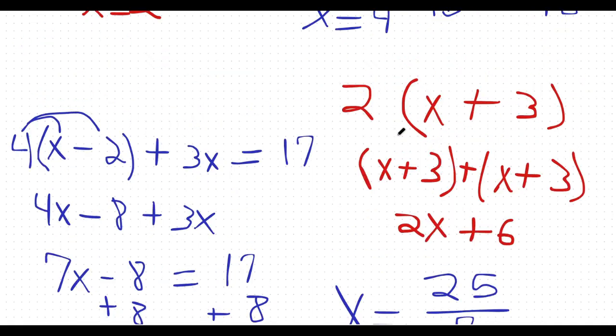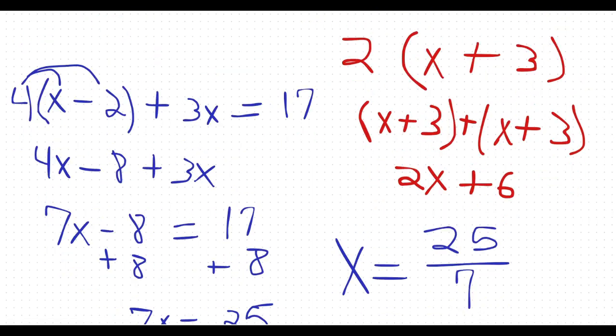So again, to review the distributive property, when you see a number times parentheses, many times your simplest option is to multiply that number by each term in the parentheses. So 4 times x to get 4x, and 4 times 2 to get 8. Don't lose your signs, and here we are.